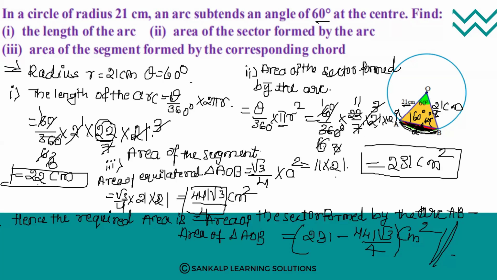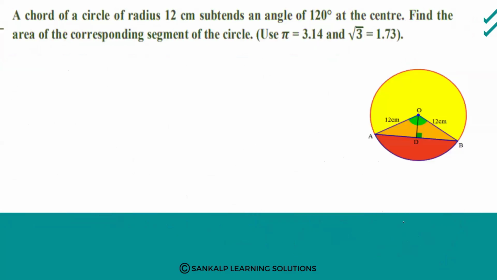Now, using these two values, we can find the area of the segment, that is, the area of the sector formed by the arc AB minus the area of triangle AOB, that is 231 minus 441 root 3 divided by 4. This is our final answer. Okay.